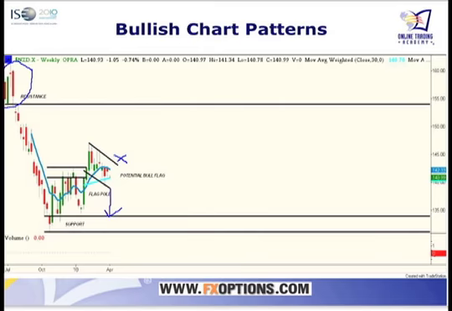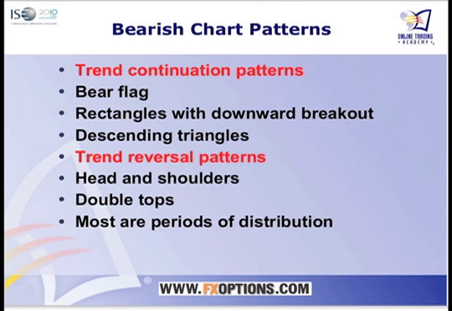We can have some bearish chart patterns form. For example, bear flags, which are trend continuation patterns, rectangles with breakouts to the downside, or descending triangles. We can have a head and shoulder top. We could also have some double tops. Most of these patterns, again, are signs of distribution, with sellers selling at lower and lower prices. Every time the price rallies, the sellers are willing to sell at lower prices because they're anticipating lower prices from there.